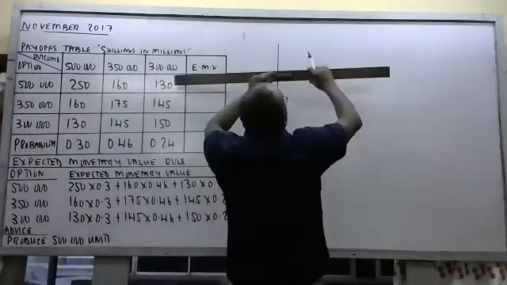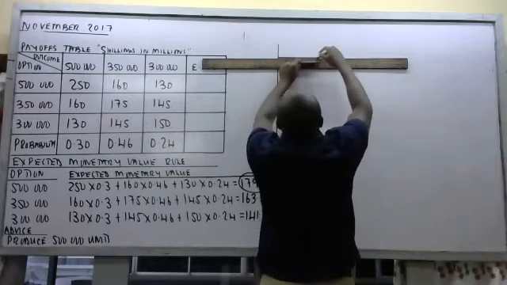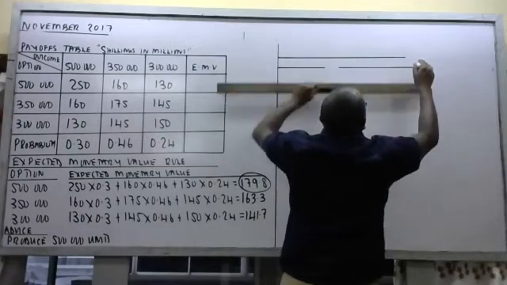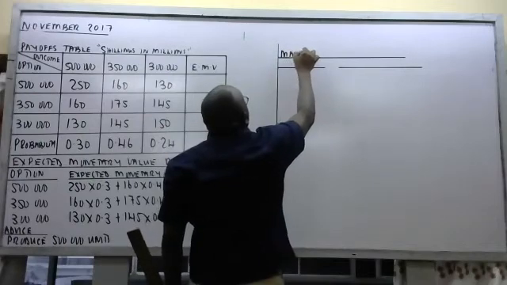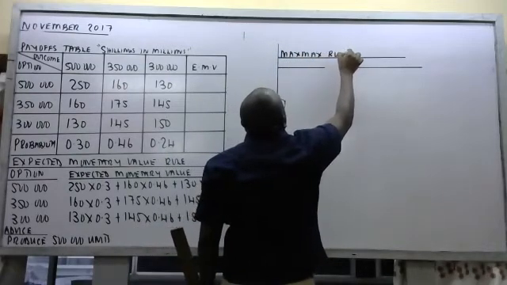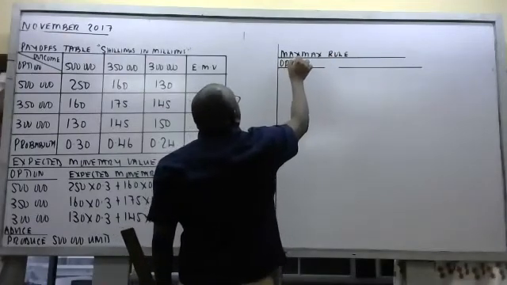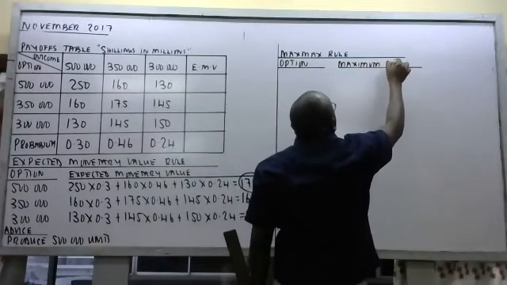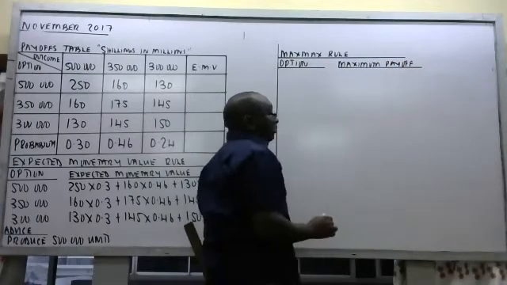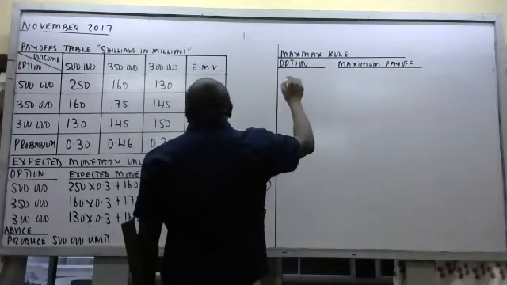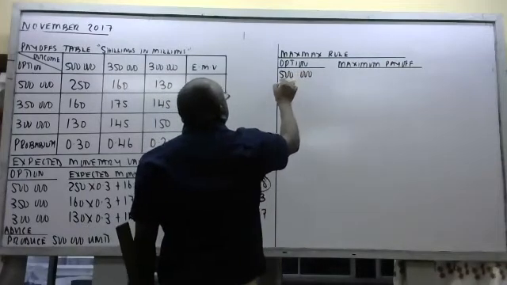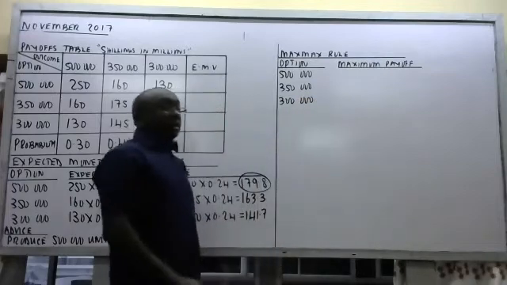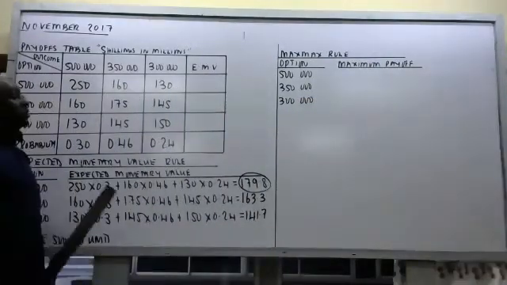Max rule. So here we have the option, and then we bring the maximum payoff. So the options are 500,000, 350,000, and 300,000. Those are the options.